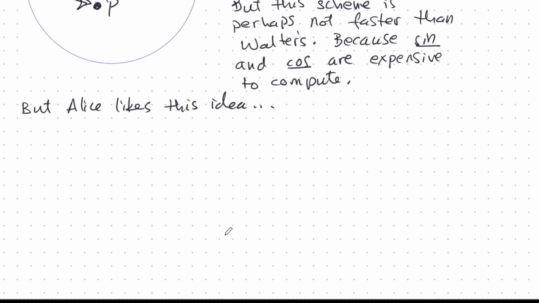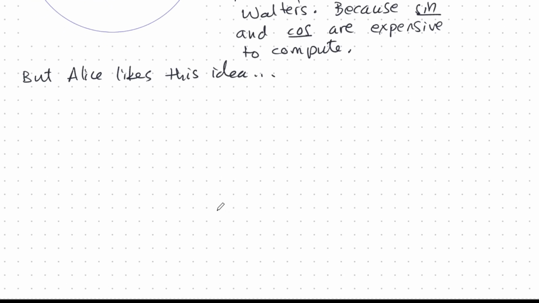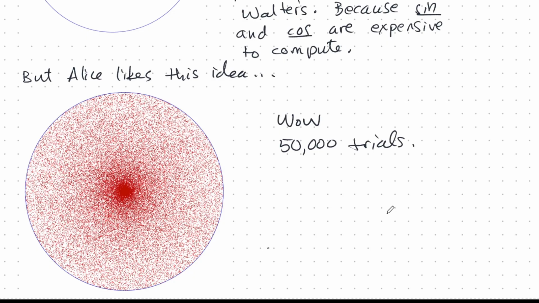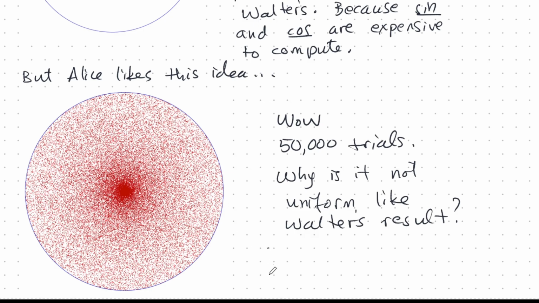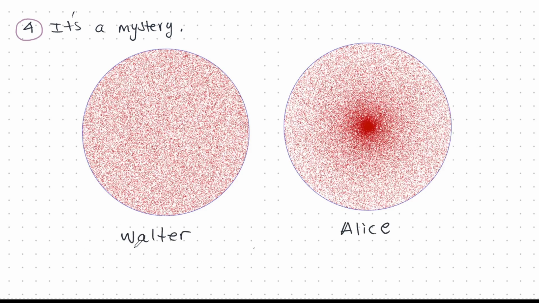And now let's see what the result is. Wow. 50,000 trials, just like Walter. Why is it not uniform like Walter's result? Wow. Let's have a look at their results side by side. Well, it is indeed a mystery why these two are different.